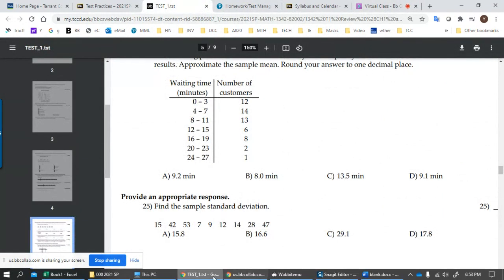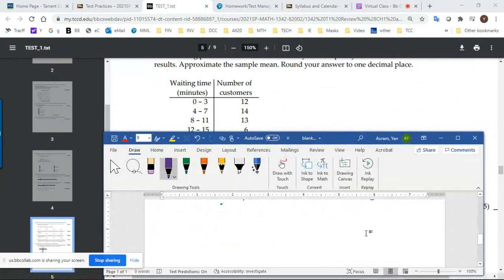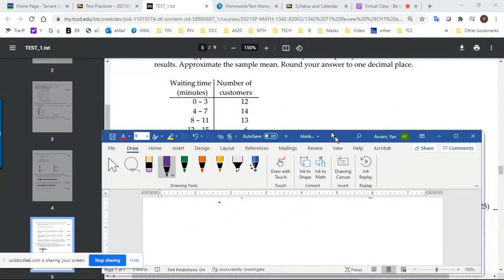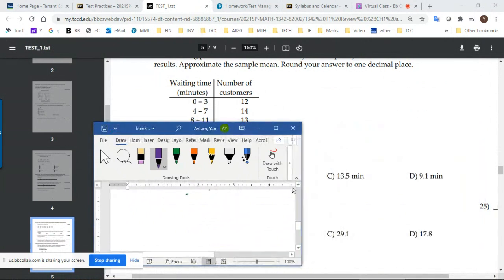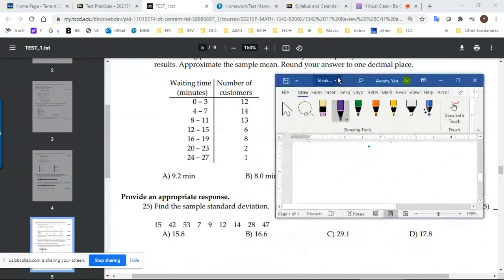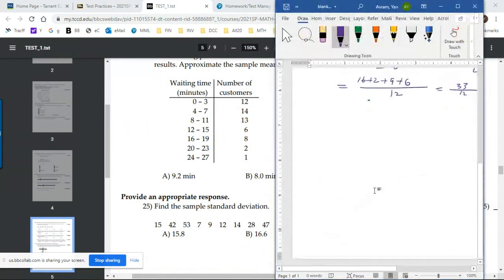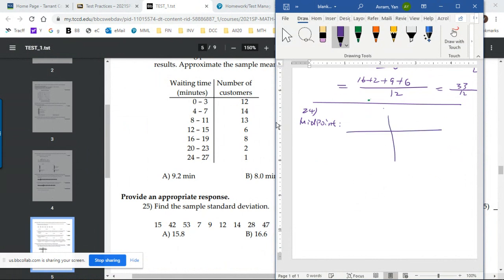Okay, so step one, you will need to find a what? A bin point. For this type of question, you will need to find a bin point first. You will need to find a bin point for each class in here. All right, so let's see, number 24. Find a bin point for each one. Okay, so I will go ahead and use the bin point.